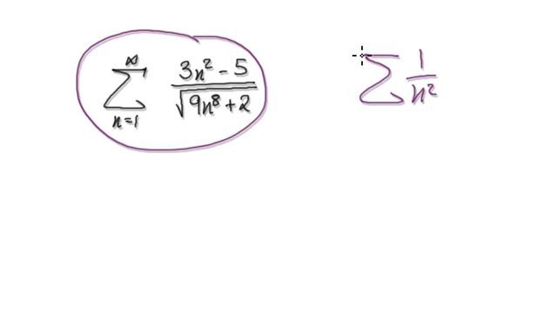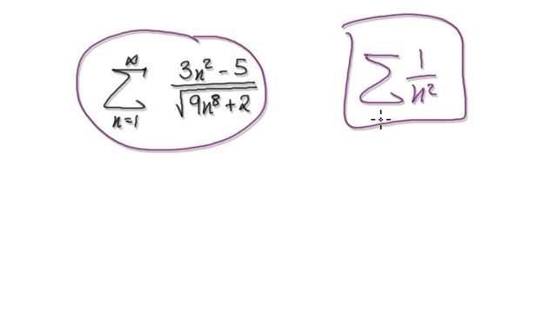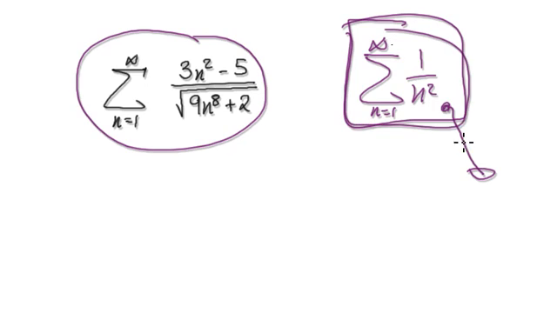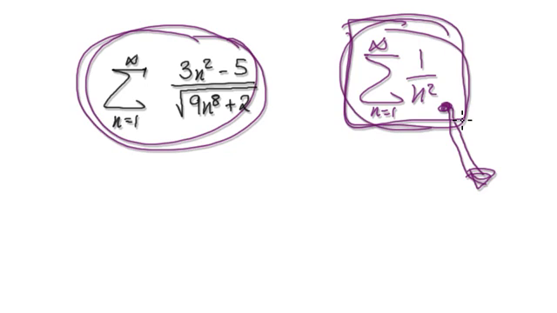So we know nothing about this, but this we do know something about. When you get to this stage, you should recognize that this series here will converge. You should just be able to recognize this and know that it will converge. So we know nothing about this, so we're going to compare it with something that we know about. We're going to compare it to 1 over n squared.